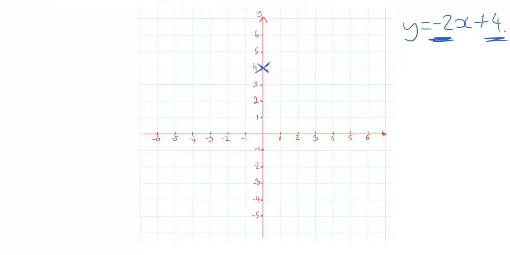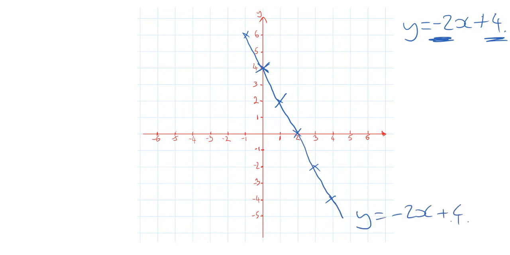My gradient's minus 2, so I go 1 across, and then, of course, it's 2 down, because it's minus 2. 1 across, 2 down, 1 across, 2 down, and so on. And I can go back in the same direction if I want to as well. Join these up. Excuse not having a ruler here, look. But you get the idea. That is the line y equals minus 2x plus 4.